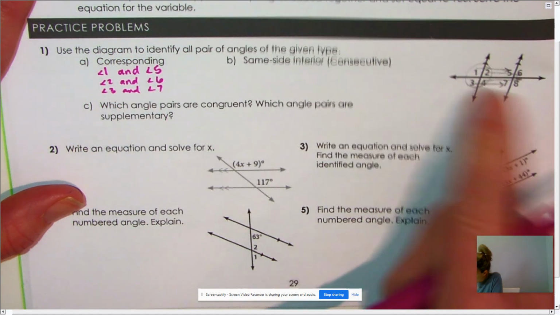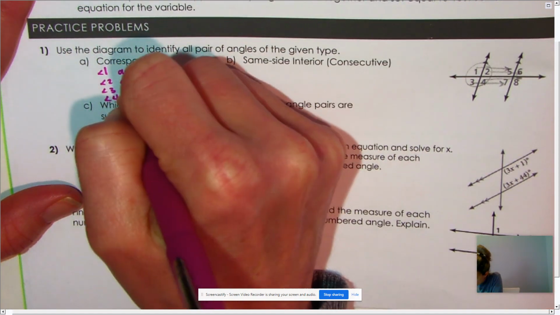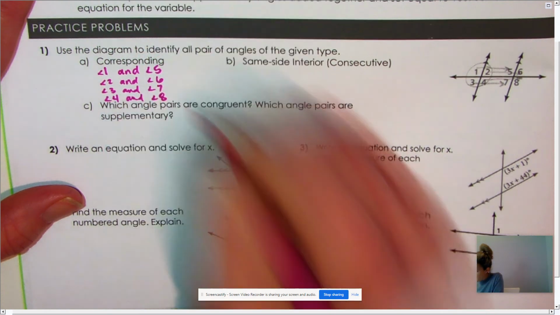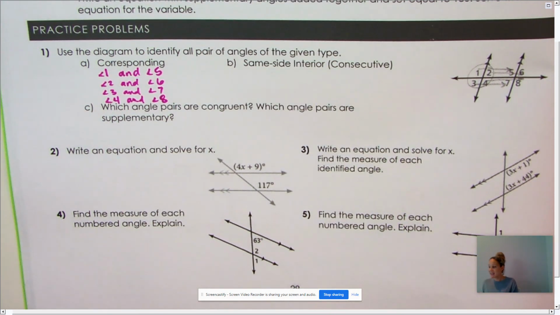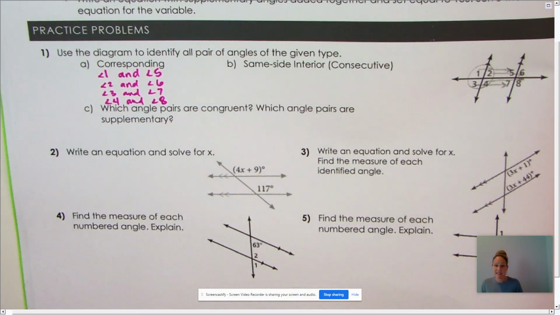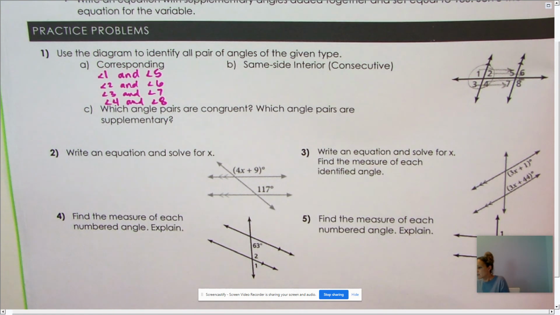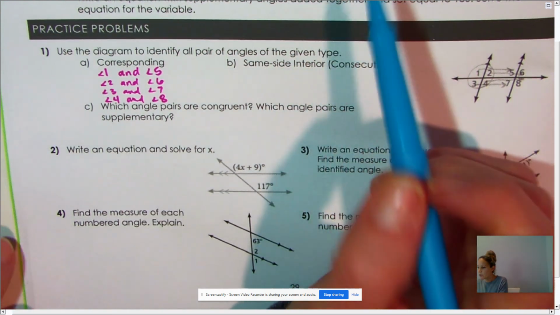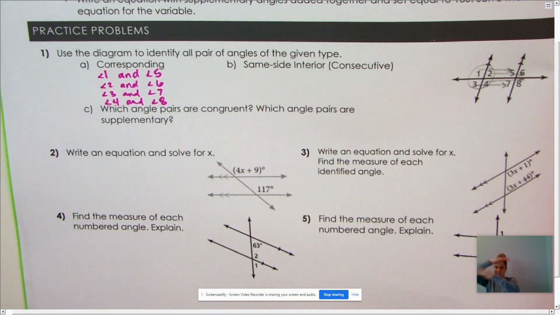And then angle 4 and angle 8. Okay, the same side interior, they're also called consecutive angles because it comes one right after each other. So this time, this is a little different than our problem in our notes, because in our notes, the parallel lines were like this. Now our parallel lines are like this, right?